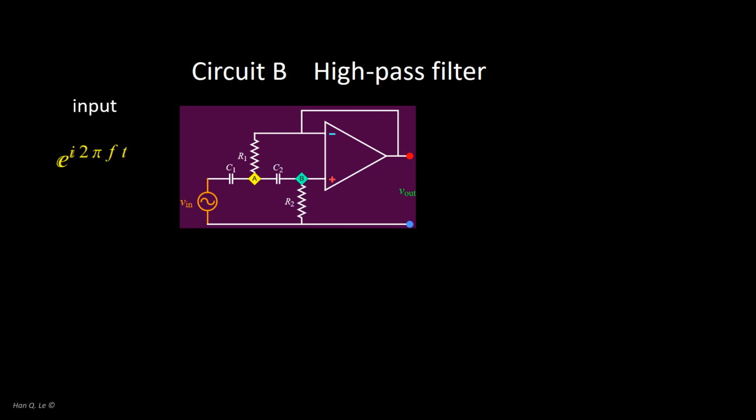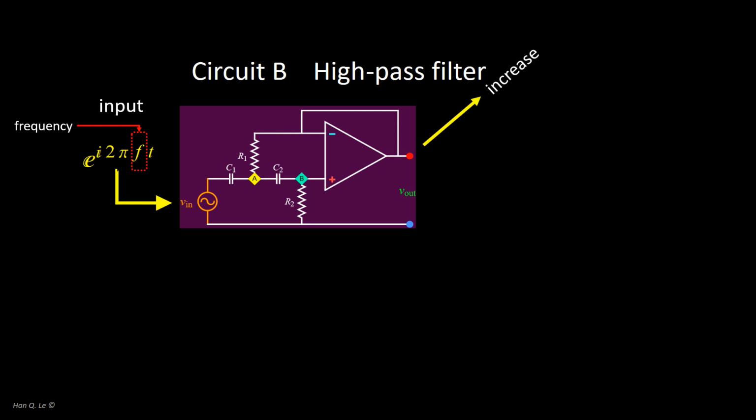Consider a pure sinusoidal signal input to a circuit. When its frequency f changes, the amplitude of the output signal from a linear circuit can do 3 things: it can increase, it can decrease, or it can stay the same. This behavior can be determined by calculating the output signal.